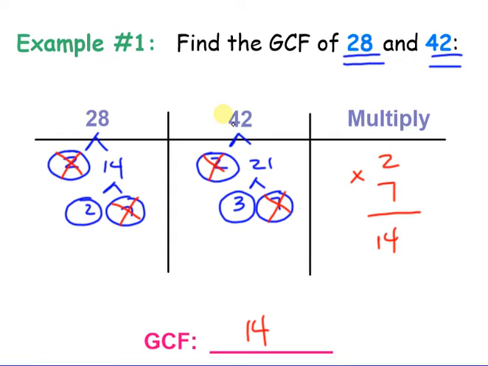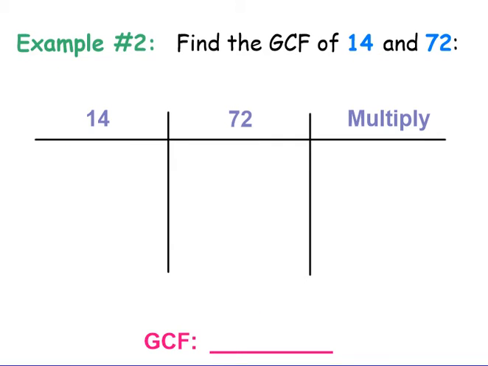This is a significantly easier way. I know it looks like it takes a while, but once you do a couple of them, it's going to go very, very quickly. This is the method I would recommend, but I'm fine if you want to list out the factors as well. Okay, let's do the GCF of 14 and 72.